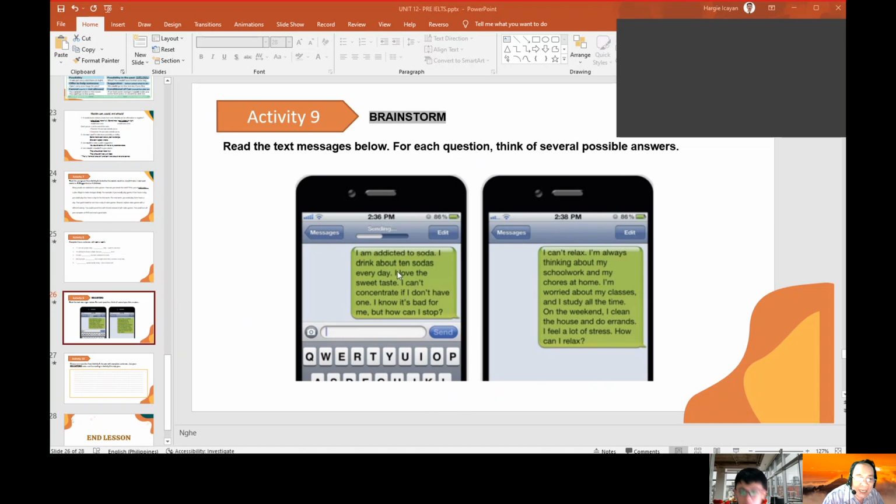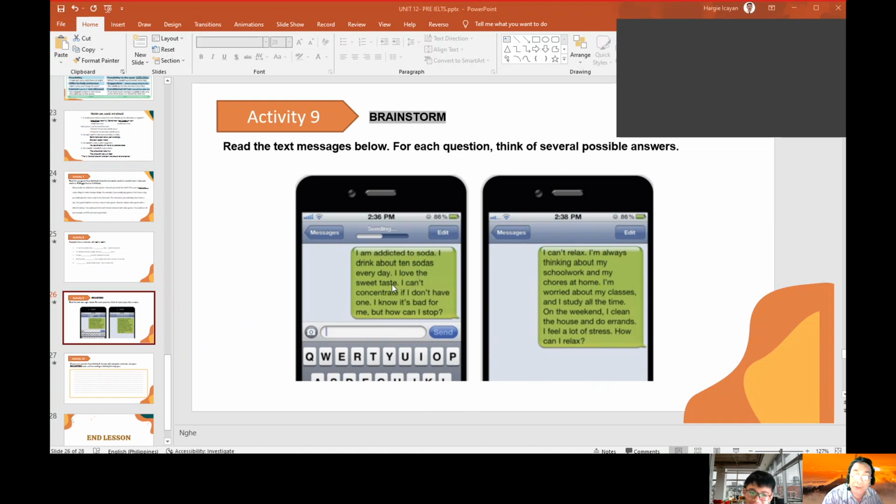Can you read the text? I am addicted to soda. I drink about 10 sodas every day. I can't concentrate if I don't have one. I know it's bad for me, but how can I stop? Look at this person. It's the same as the person here in the Philippines. It's very unusual.